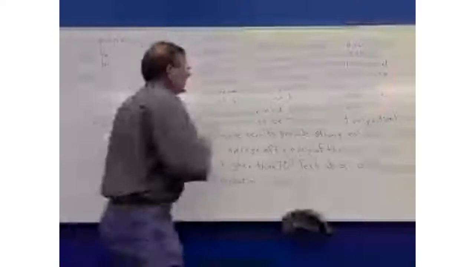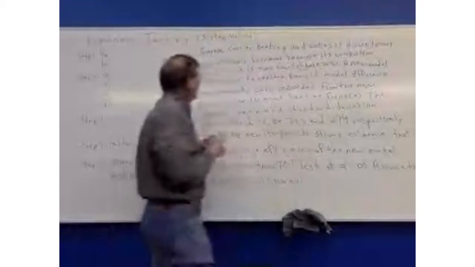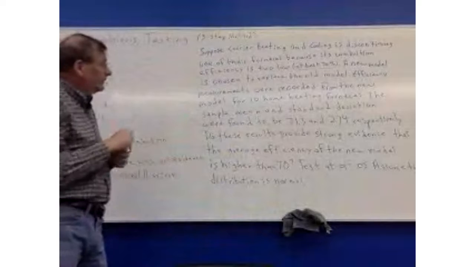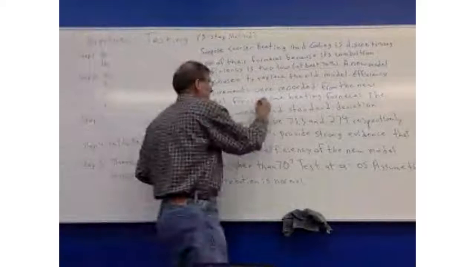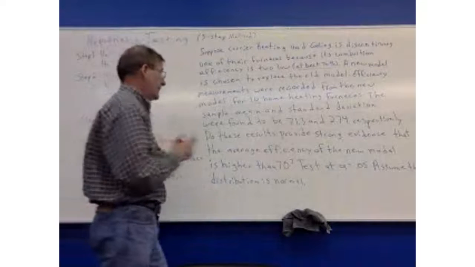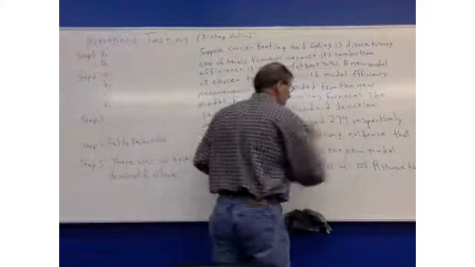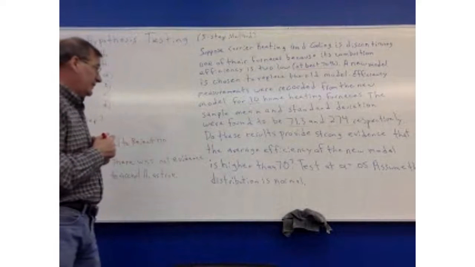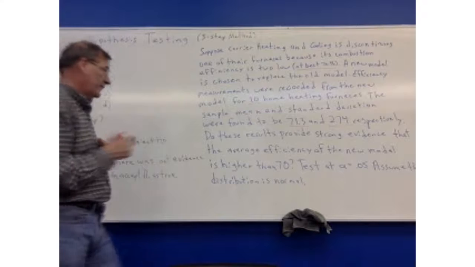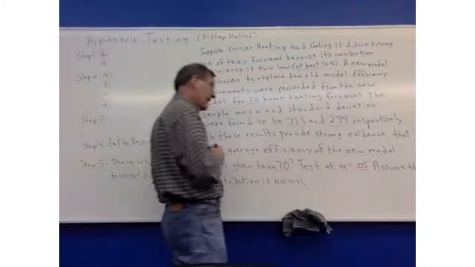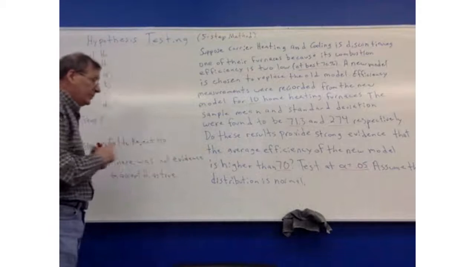at best 70%. A new model is chosen to replace the old model. Efficiency measurements were recorded from the new model for 10 furnaces. The sample mean and standard deviation were found to be 71.3 and 2.74 respectively. Do these results provide strong evidence that the average efficiency of the new model is higher than 70? Test at alpha equals 0.05 and assume the distribution is normal.